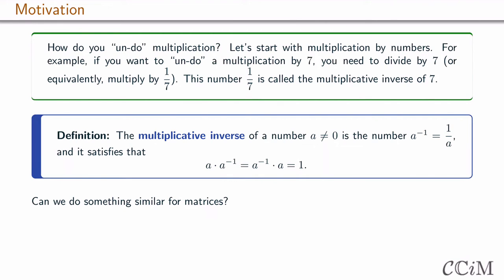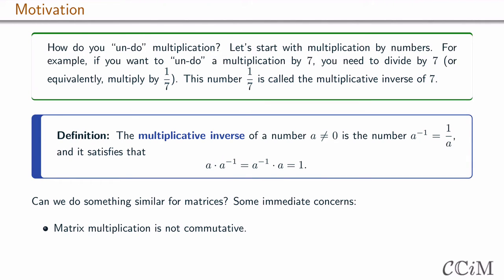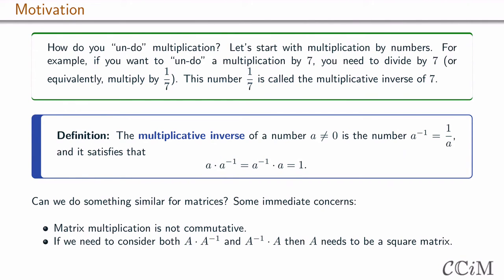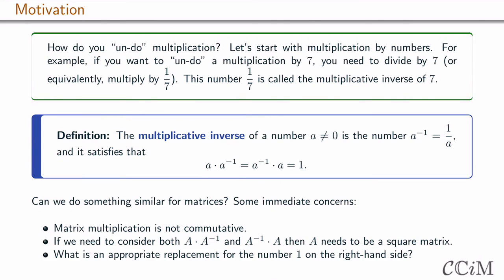Can we do something similar for matrices? Well, there are some immediate concerns. First of all, matrix multiplication is not commutative. And so, while for numbers, a times a inverse and a inverse times a are the same thing because multiplication of numbers is commutative, for matrices, those are two different things. And so we need to really require both. If we need to consider both a times a inverse and a inverse times a, then it turns out a needs to be a square matrix.